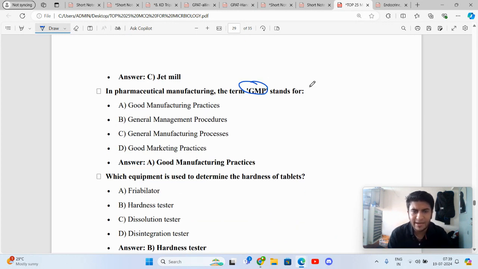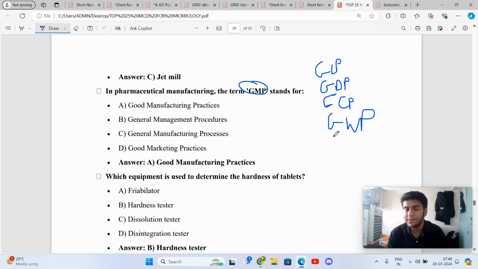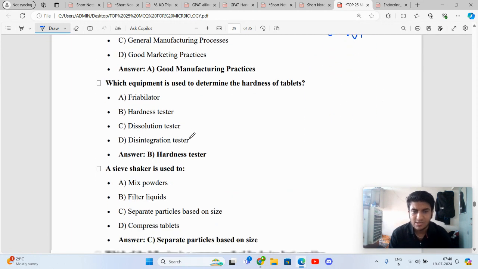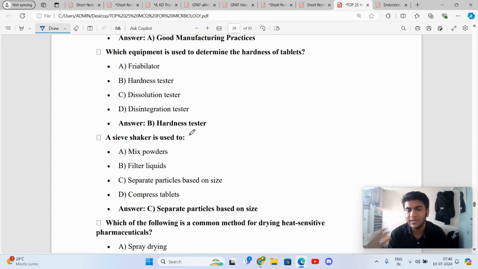Good manufacturing practices. Then similarly, we have good laboratory practices, good documentation practices, GCP, good clinical practices, GWP, good warehousing practices. There are different kinds of practices that you need to perform. GAP, good archiving practices. So there are certain SOPs, standard operating procedures.